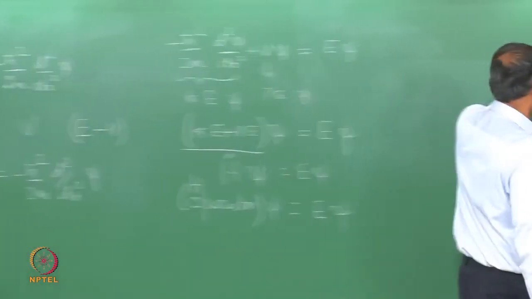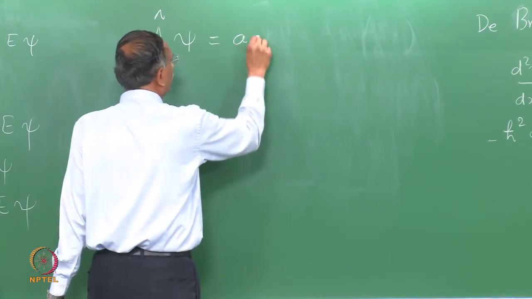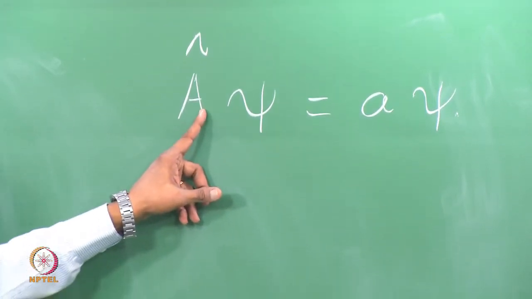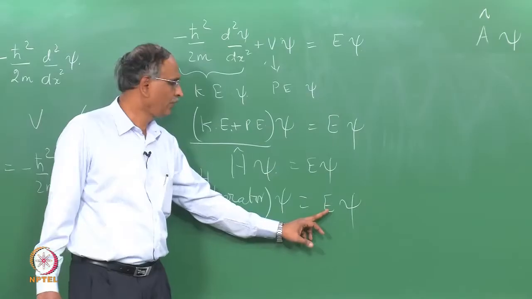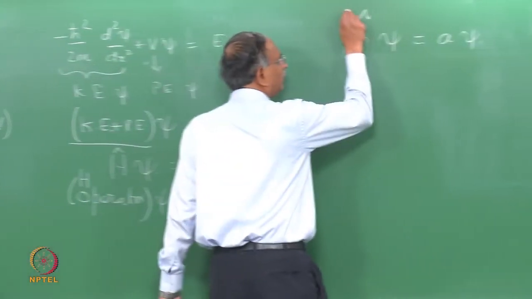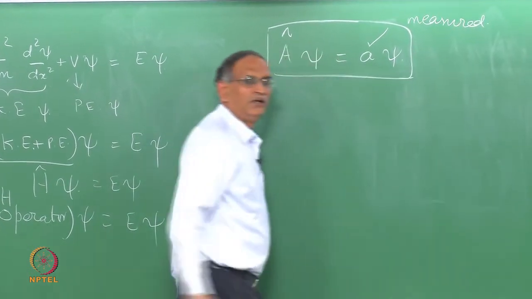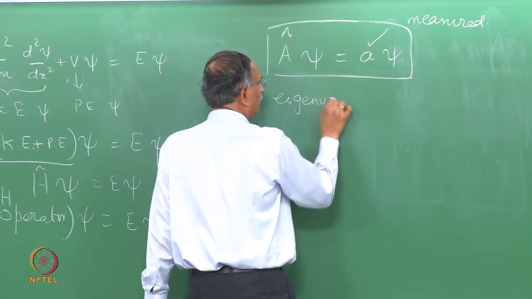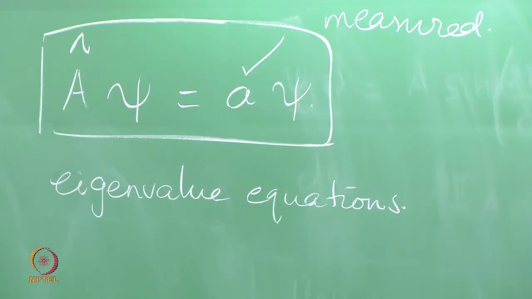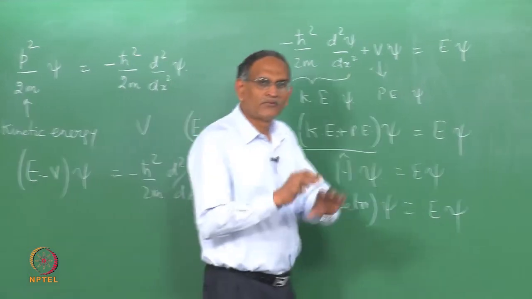Suppose instead of H, it's any other operator A acting on psi, giving some constant times psi. Please remember, this constant has to have the same dimension as the operator A, in the same way that this constant has the energy dimension for the Hamiltonian operator, which is also energy. Any such equation in which A can be measured experimentally is called an eigenvalue equation. And the time independent Schrodinger equation is the eigenvalue equation for the Hamiltonian or the energy operator. This is the picture that you have to have.